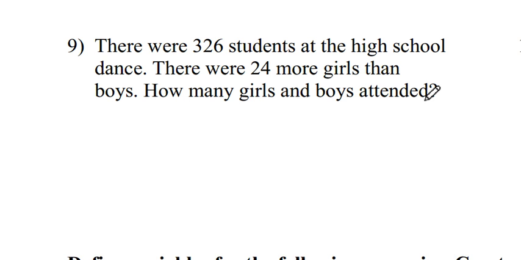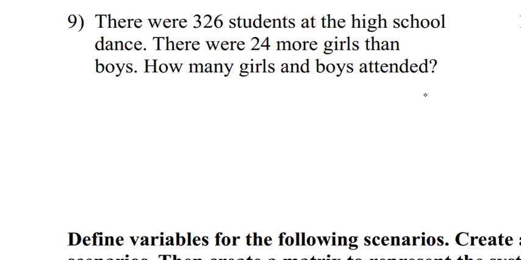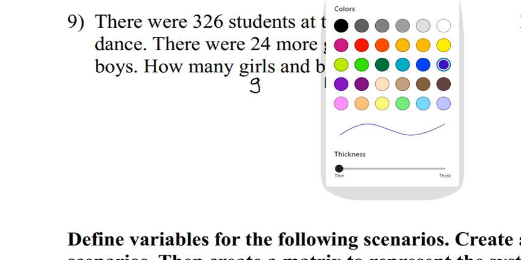That was so fast. Let's do number 9 as well. There are 326 students at the high school dance. There are 24 more girls than boys. How many girls or boys attended? So we need to create some variables that represent girls and boys. I'm going to call girls G. I'm going to call boys B. That seems like it makes sense to me.